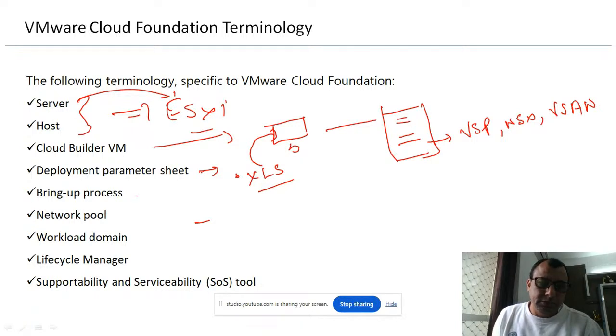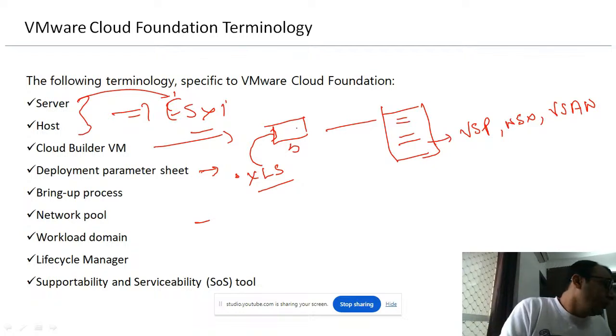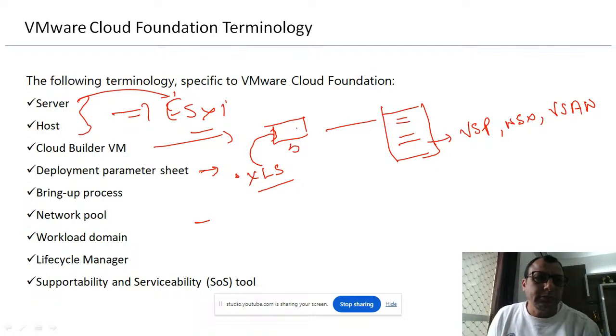Bring-up process: you will start your Cloud Builder appliance by accessing its IP address over HTTPS, and on top of it you push your Excel file or JSON file into the Cloud Builder appliance, and the build-up of the management domain will be completed.